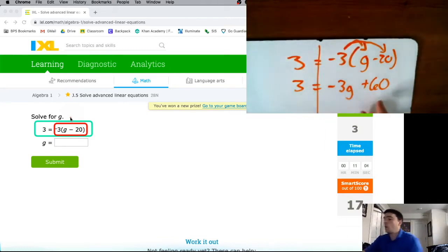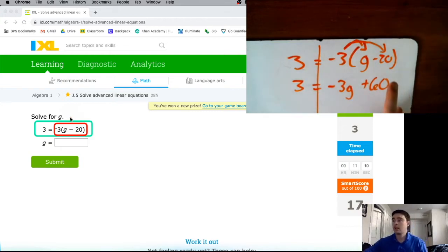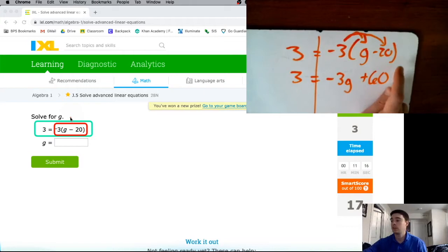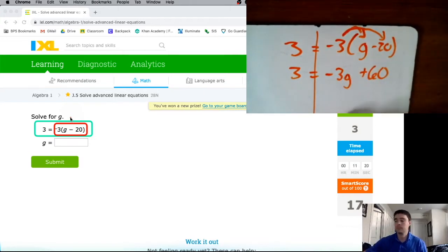Again, this is not the only way to solve equations in factored form. It's one tried and true method I like. I like to distribute, but sometimes there's an easier way I'm going to show you with some of the factored form equations other than distributing. But this will work every time, just may take an extra step. Now I have 3 equals negative 3g plus 60.